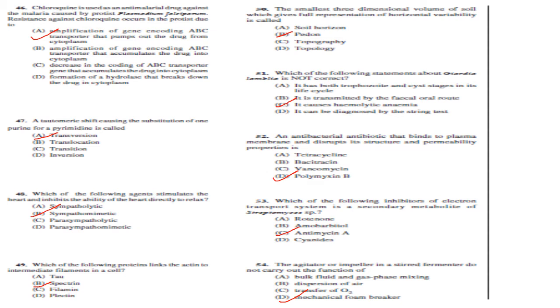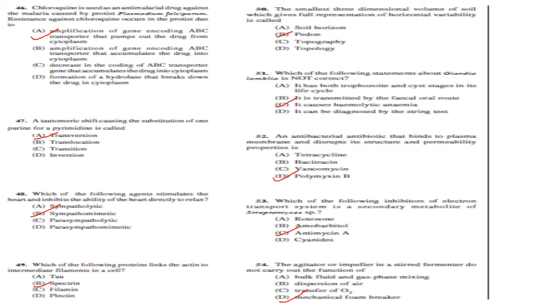Then next one. Which of the following agents stimulate the heart and inhibits the ability of the heart directly to relax? So it is sympatholytic. It is not sympatholytic, it is sympathomimetic. Okay. Answer is option B. Sympathomimetic.